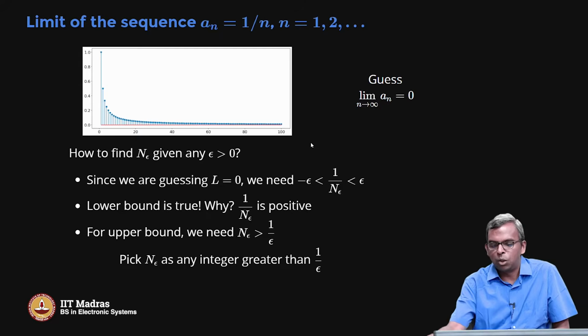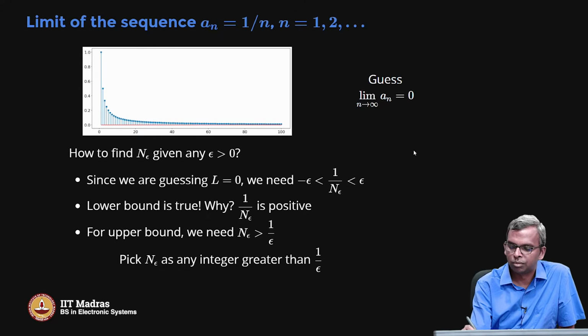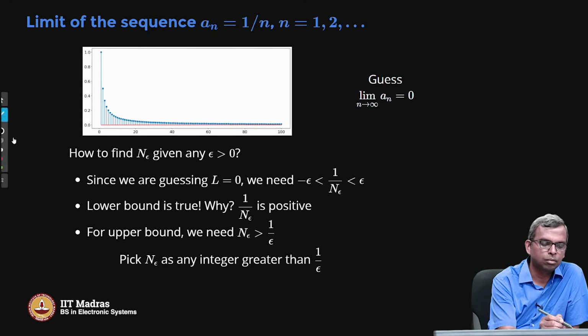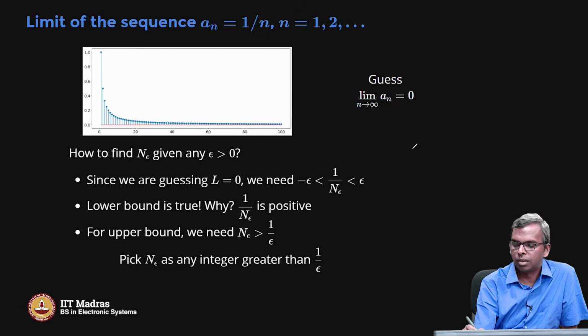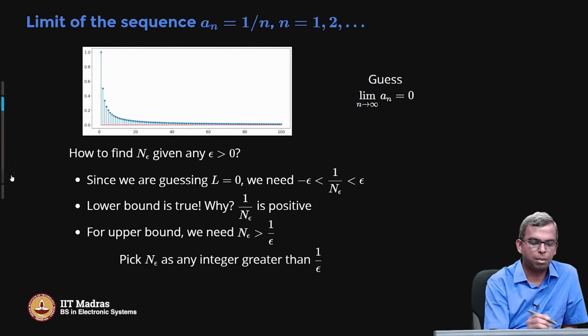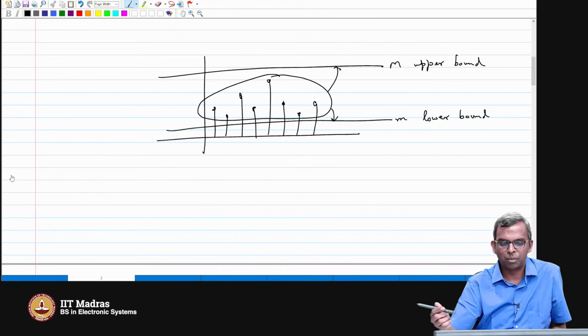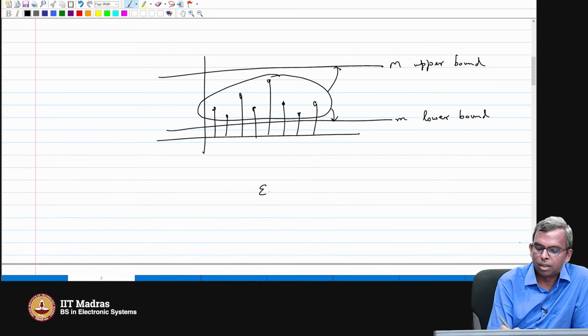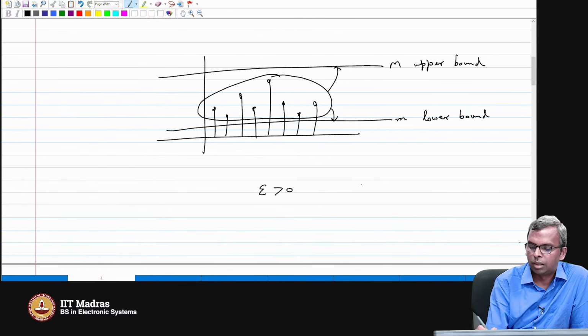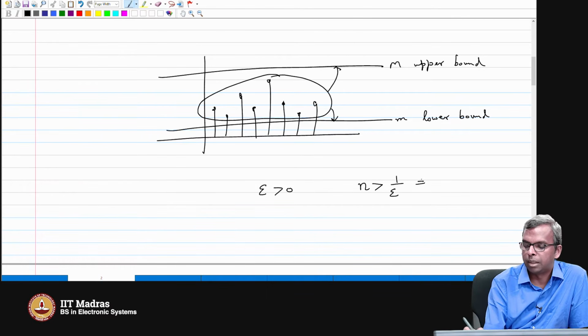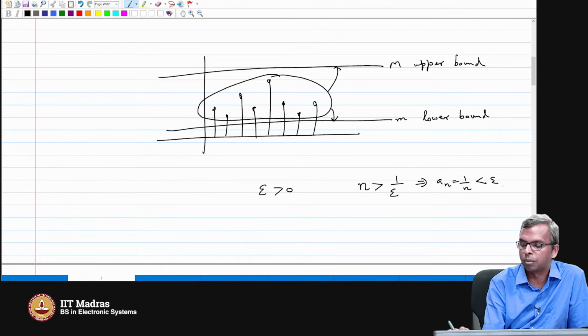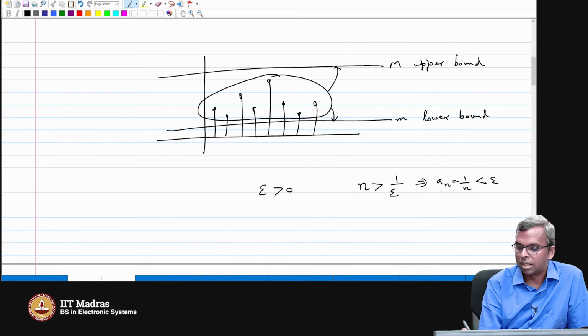I pick my n to be greater than... so given an epsilon, maybe I should write it on this one, sorry. So, given an epsilon, if I pick n greater than 1 by epsilon, that implies a_n, which is 1 by n, is less than epsilon. Okay. So, if a_n is less than epsilon, what does that mean?